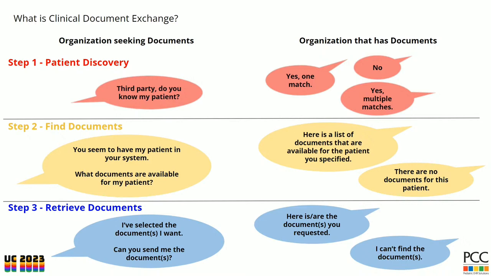In step 2, find documents. The organization looking for documents will confirm the match if the information looks good, and then ask the other system for a list of documents that they might have available. And that other organization will respond with not the documents themselves, but just a list of what they have. In the third step, the organization looking for the documents reviews the list of documents and indicates which ones they want, and then the organization with the documents will send them over.